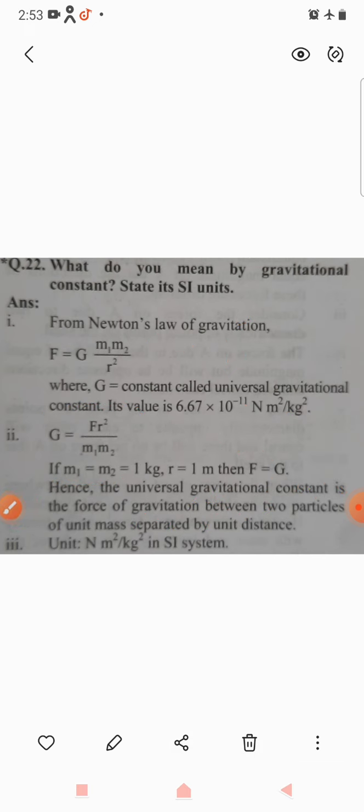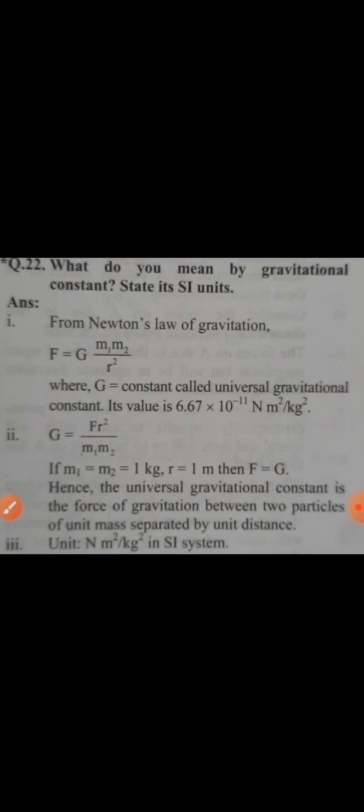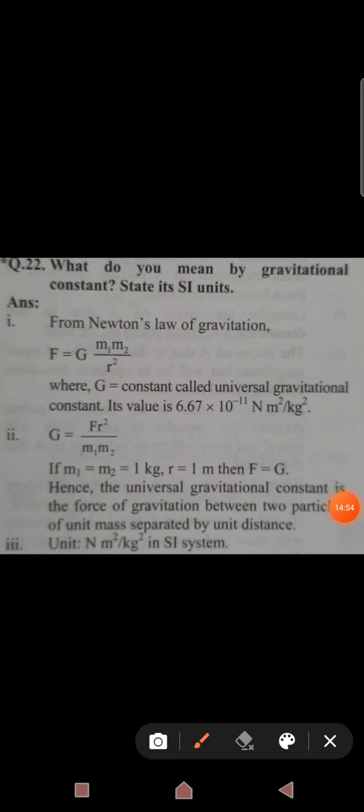Now when we are writing the formula, G equals F r square upon m1 m2, here we should write the units. What is the SI unit of force? Newton. What is r square? r is the distance, and distance is measured in meters, so meter square. So Newton meter square. Mass is measured in kg, so kilogram into kilogram, kilogram square. So Newton meter square per kilogram square is the SI unit of the gravitational constant.